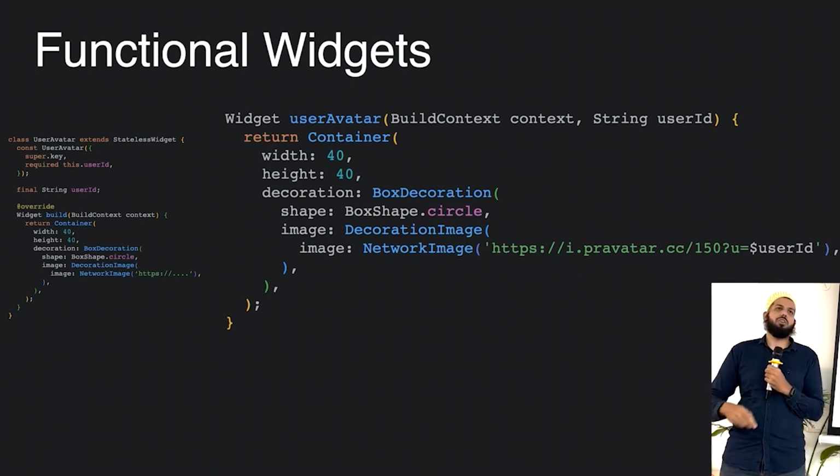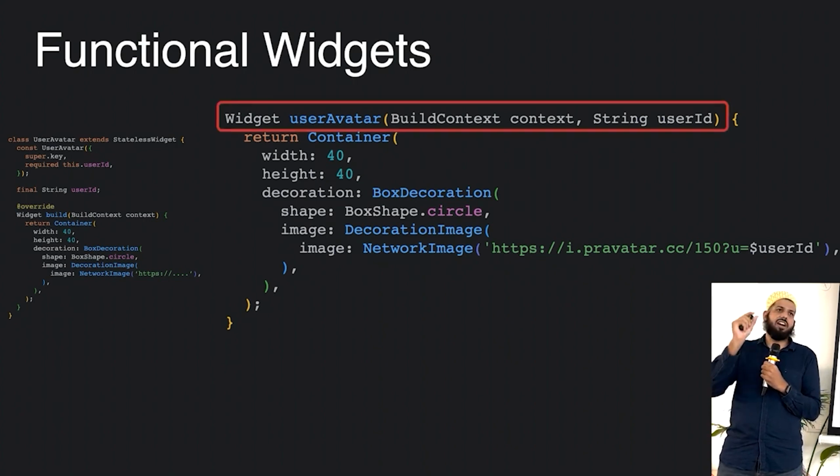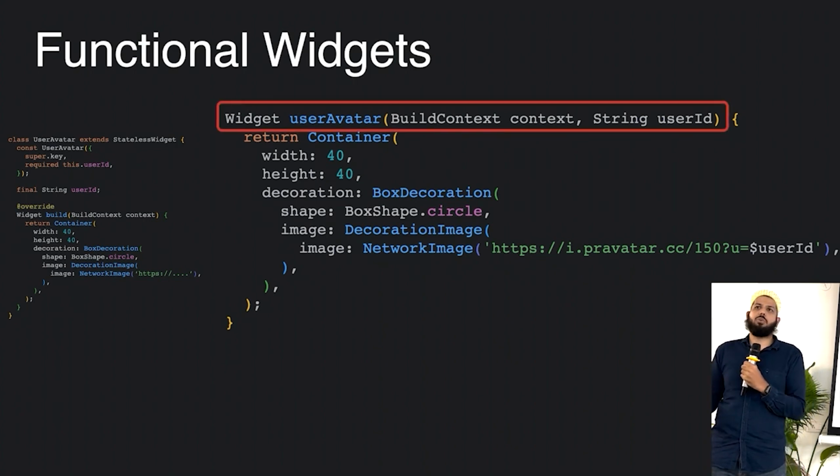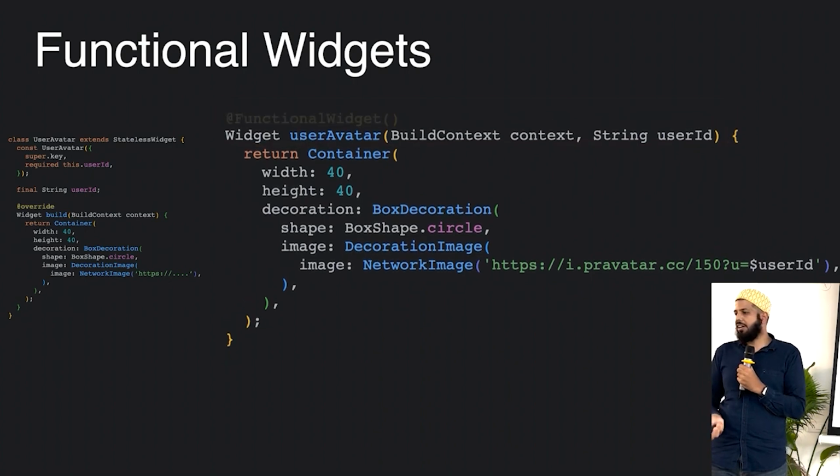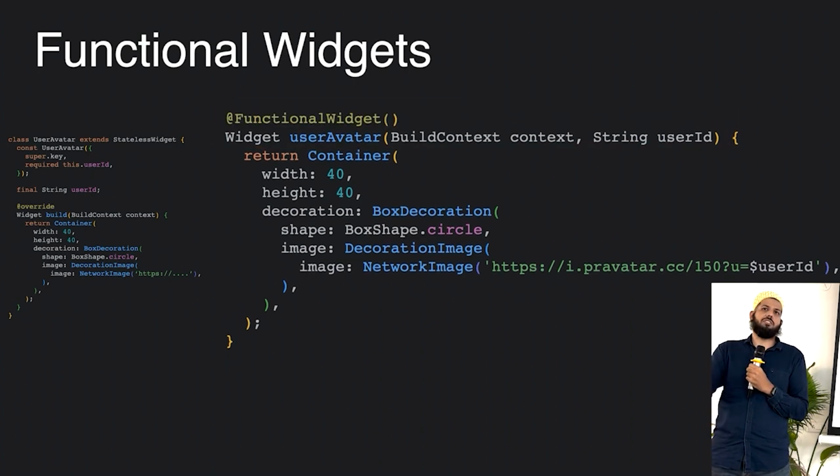So what you have to do is you define a function in Flutter, and in the function you define a context and whatever parameters you need, and then you add a functional widget annotation which basically does the same thing. It creates a class and does all the boilerplate code for you. So you are just worrying about building a function here and everything else will be taken care of. And this functional widget is basically a macro.